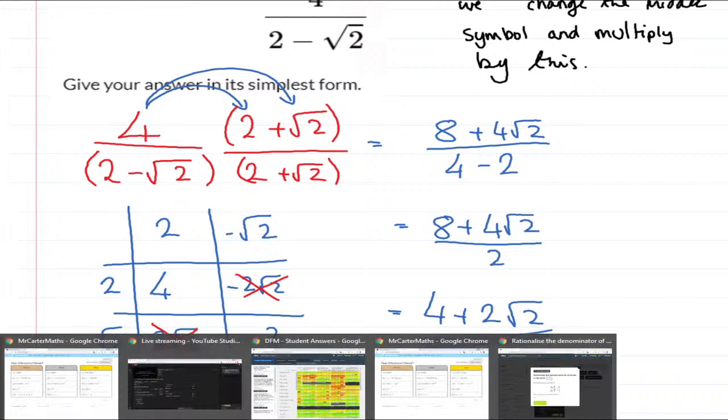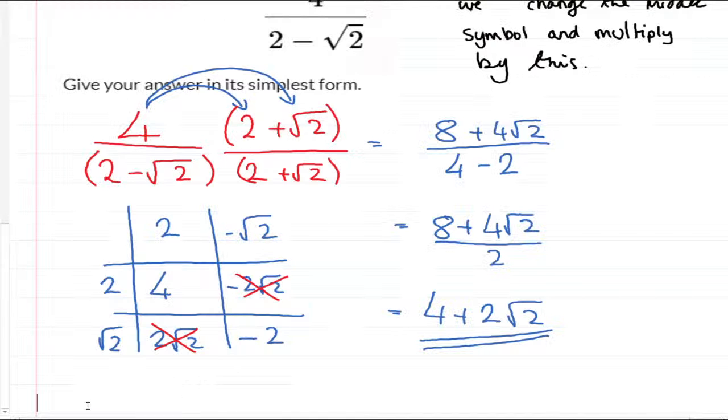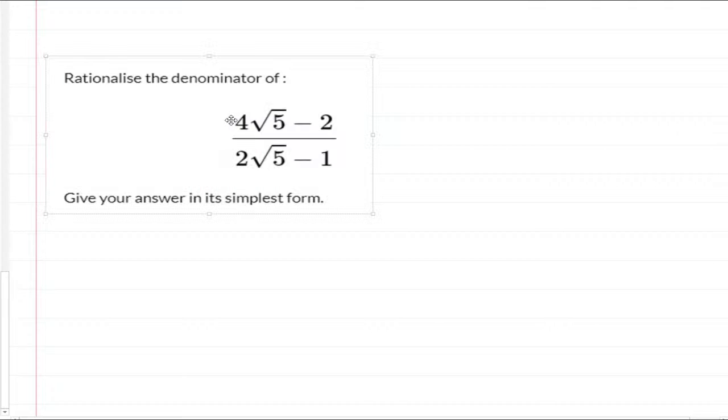What key skill number was that then? K687. 687. It's not time, is it? How many? Alright, K687.